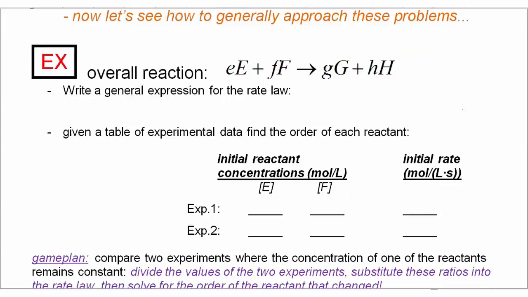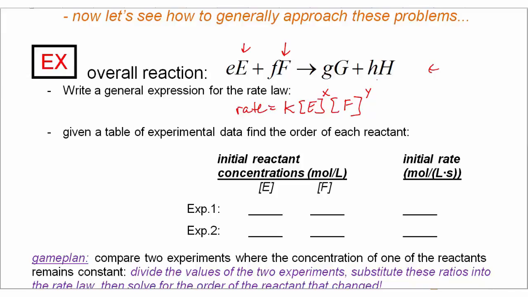Now let's see how to generally approach these problems. Here's our overall reaction. Let's write a general expression for the rate law. So it always looks like this. You write rate equals K, and then you write in brackets the reactants. So you'd have E, and you'd have F. The concentration of E and the concentration of F, because those are my reactants. And then you have to raise them to X and Y. Not to the stoichiometric coefficients, just raise them to X and Y.